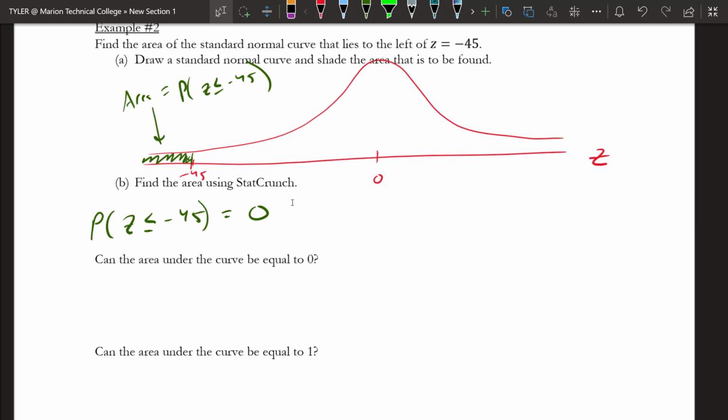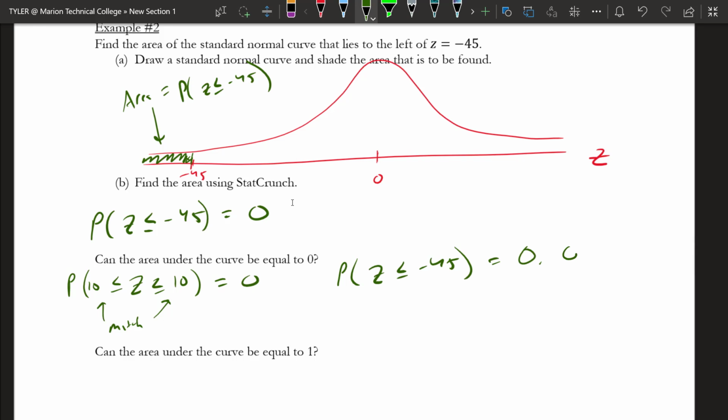But the only time that a probability, an interval of the area, is going to be equal to 0 on this curve is if you have the same two values, right? So for example, if I ask you to find the probability that z is in between 10 and 10, if those two numbers match, then that's going to be exactly equal to 0. So the probability that z is less than or equal to negative 45 is going to be practically 0. There's going to be a bunch of zeros in between, and then there's going to be some numbers at the end, but it's not going to be exactly equal to 0. So it's basically equal to 0.